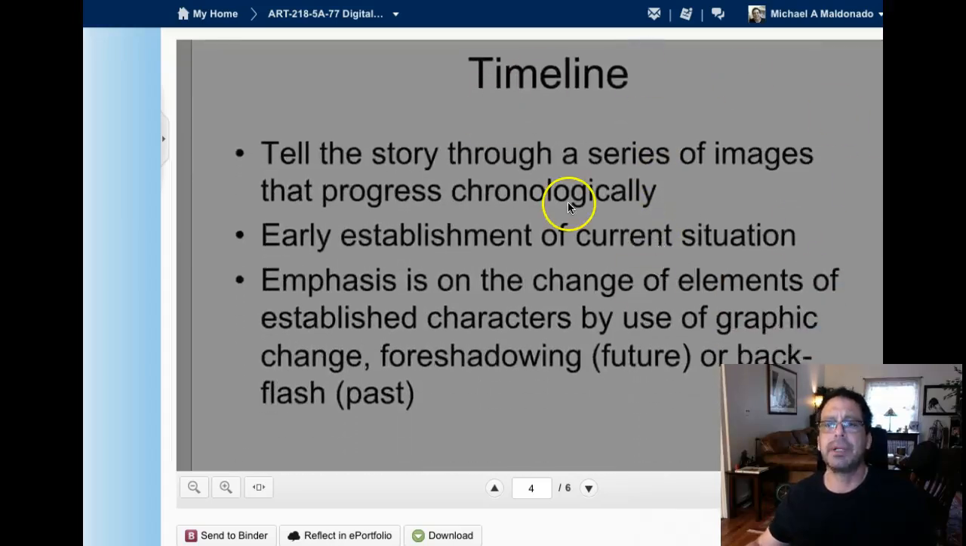Timeline. There's always going to be a timeline in a narrative. The important thing about this is to establish this right here: early establishment of current situation. So what this is saying is that in your visual narrative for your final project, establish the situation early. What are you trying to say, and say it early?